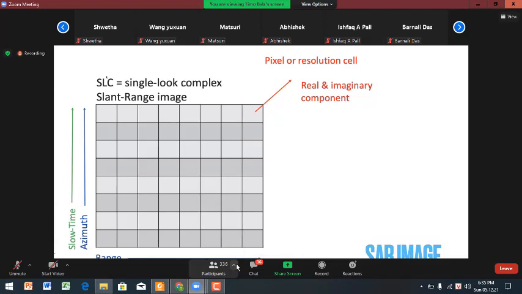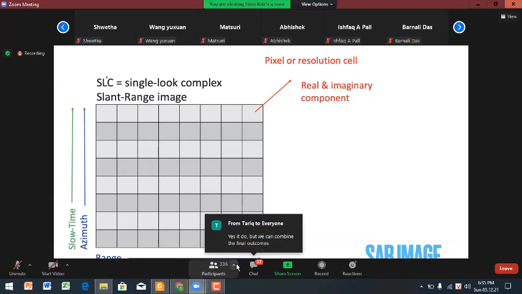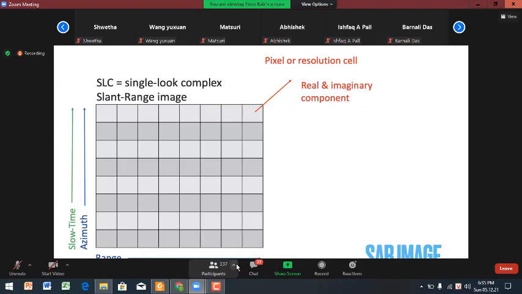Now it is important for you to know these words a bit, that you have a range direction and an azimuth direction. In some papers, people write fast time and slow time. You don't see these two words very often, but you see them sometimes. Then you have the SLC image, the single look complex image. That is one image type that you can order.